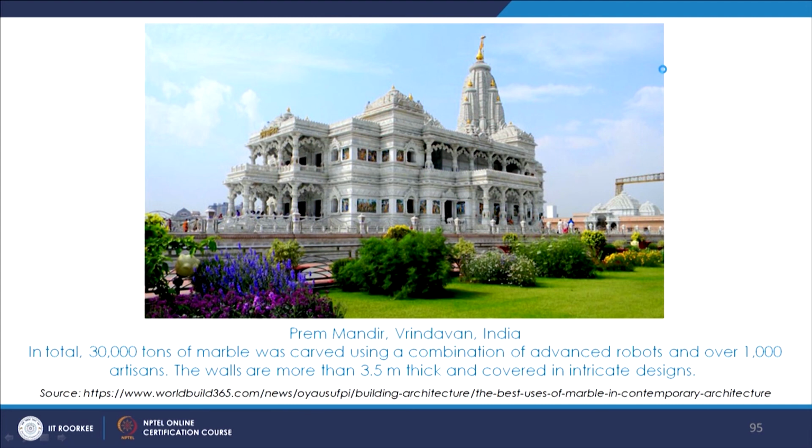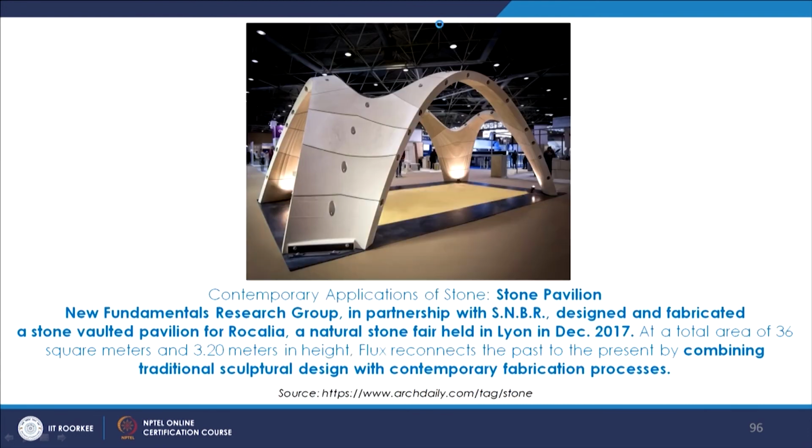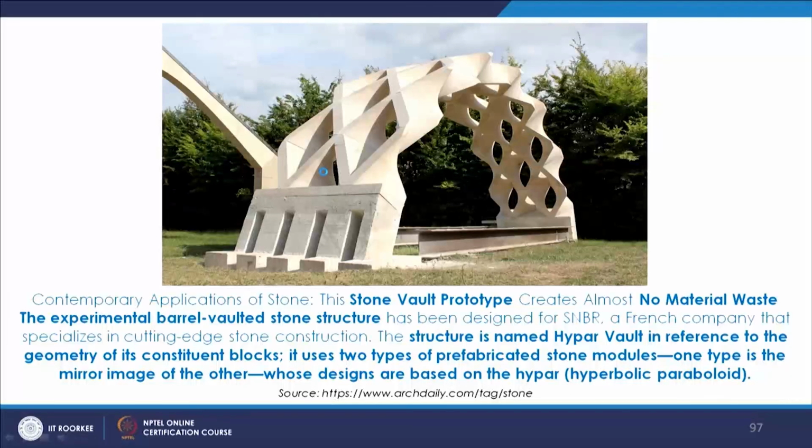The example from India, this is a temple in Vrindavan, and how elaborately it is done in marble with robotics and artisans coming together with different kinds of tools and machinery. So, this is a contemporary example, and we saw that. Some more examples, this is a stone pavilion that we see here. Some very interesting forms now that could be achieved in stone.